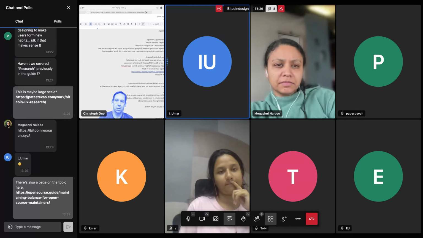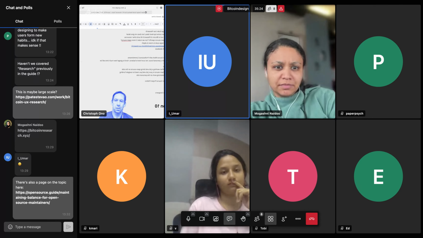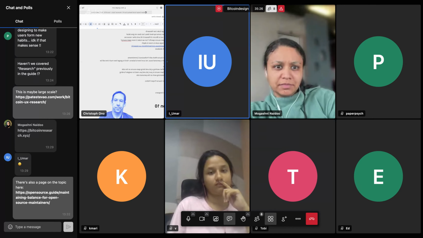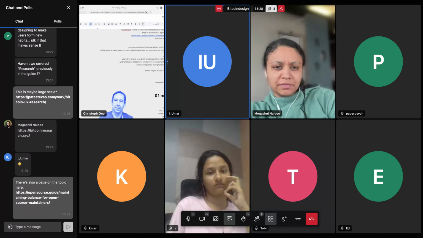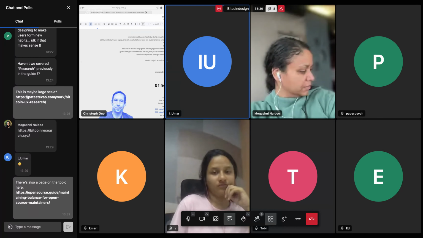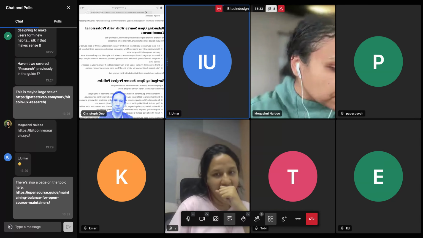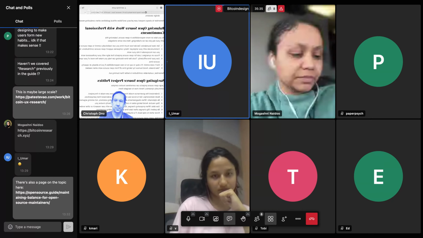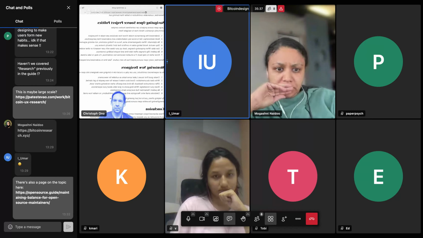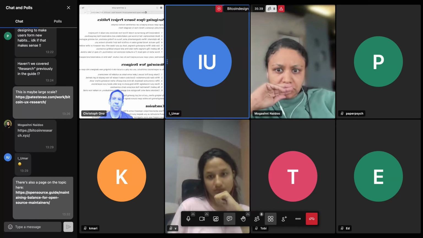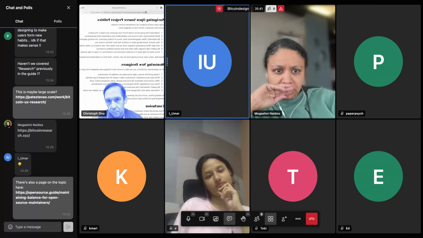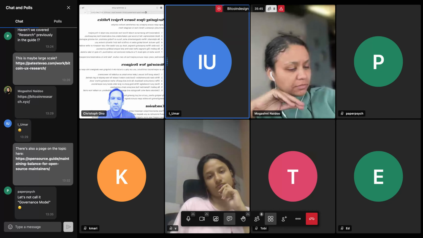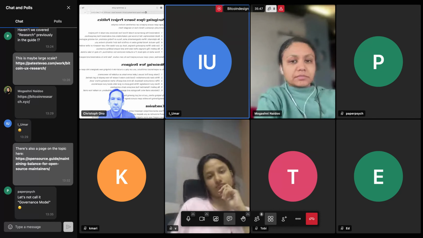Two, build relationships, get to know key stakeholders and understand their perspective. Three, be diplomatic. When disagreements arise, focus on finding solutions, not winning arguments. Four, stay neutral. Avoid taking sides in conflicts that don't directly involve you. And five, use data. When proposing changes, back up your ideas with user research or other evidence.